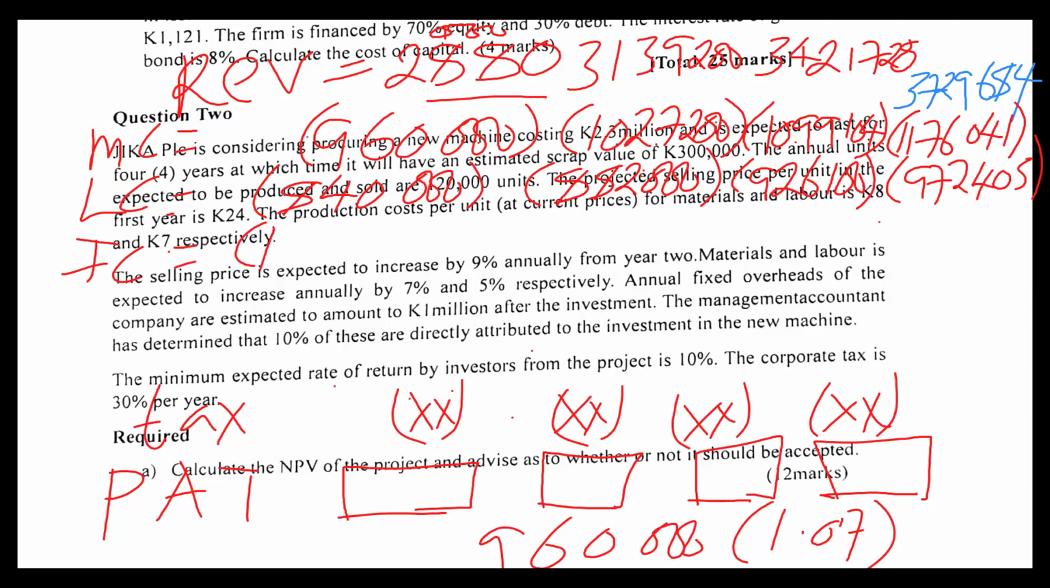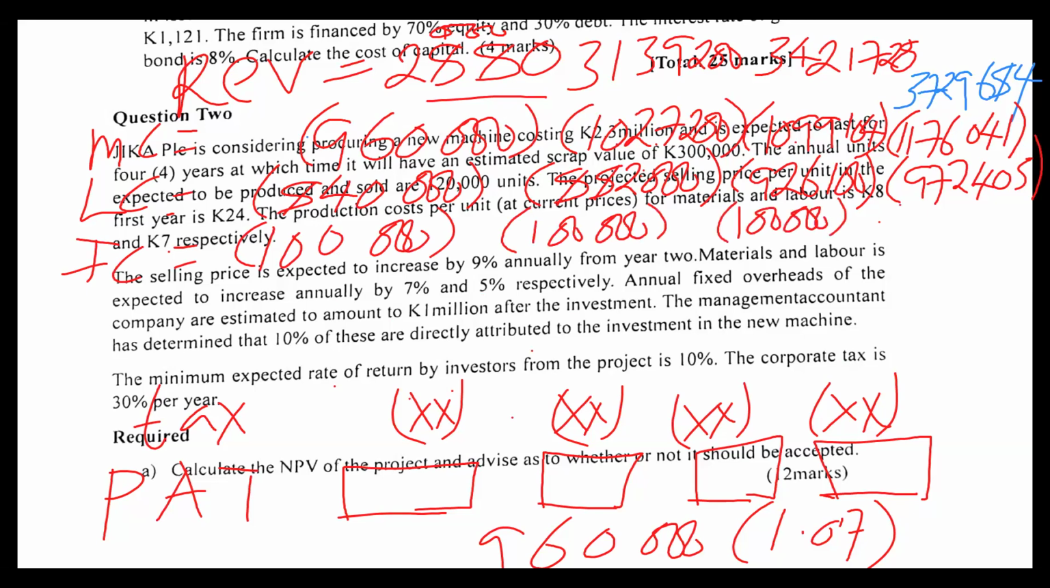It's 100,000, isn't it? Yes, sir. And it is fixed. This one is not growing. Excuse me, sir. Come again on the fixed cost.